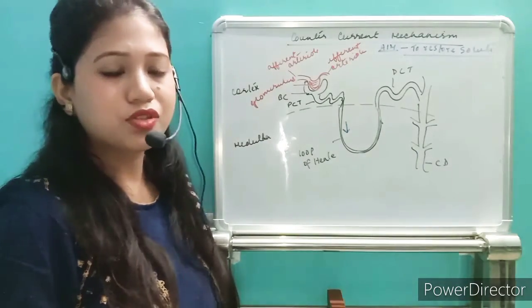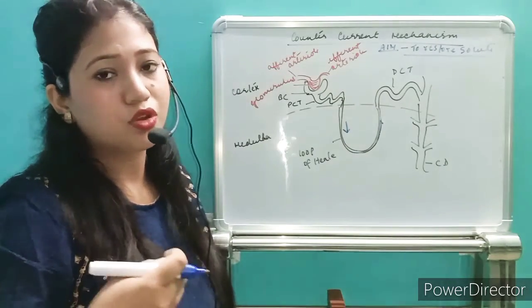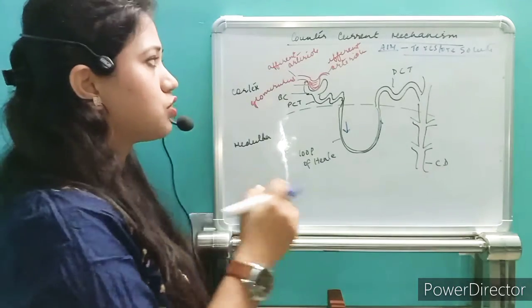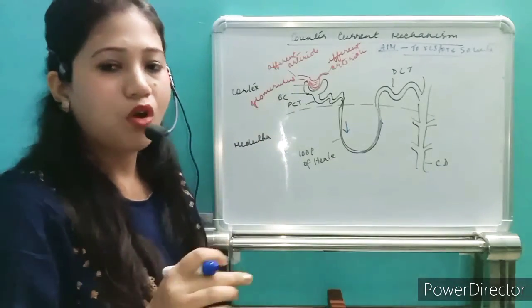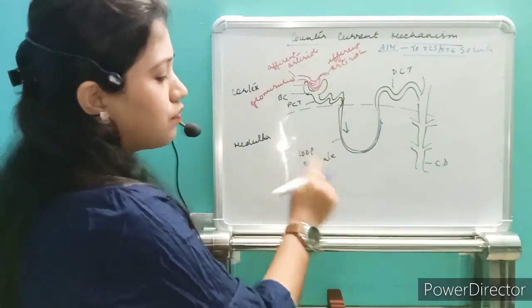So how can this be possible? Because our body knows how much solute needs to be stored and how much solute should be removed outside. That is called osmoregulation. This osmoregulation is possible with the help of the countercurrent mechanism. So what happens in the loop of Henle?